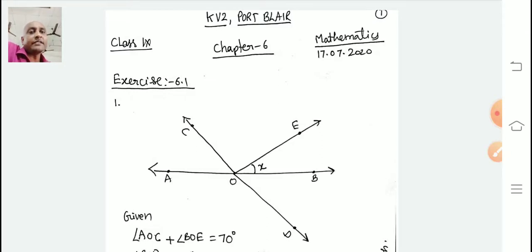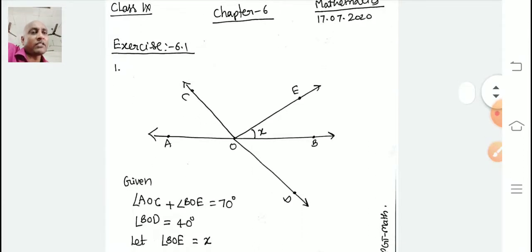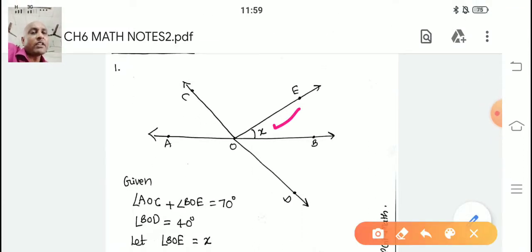Concentrate very clearly. Exercise 6.1, the very first question, they are asking us to find out the angle x. What is the value of angle x? This value they are asking. To find out the angle x, what we need to do actually?